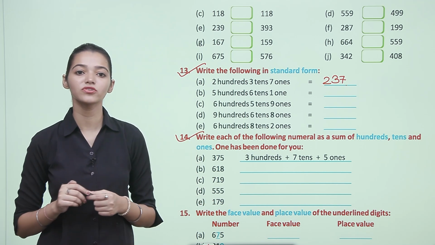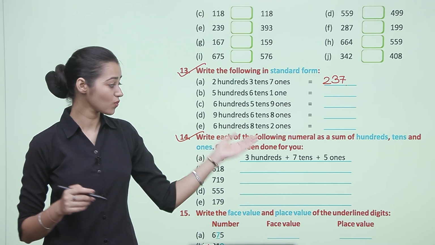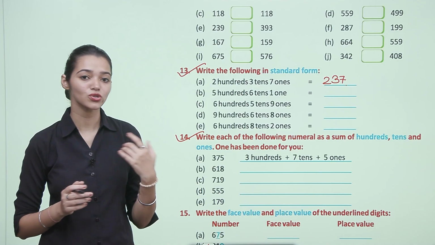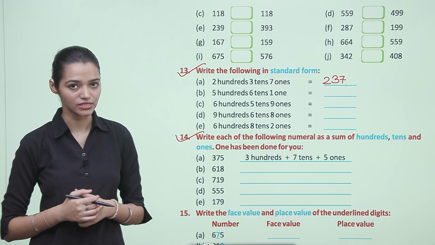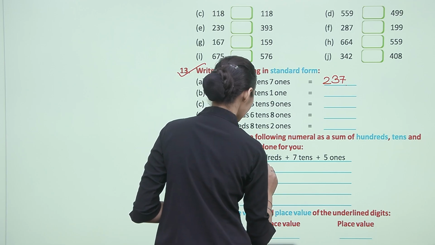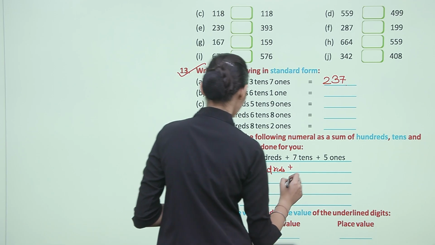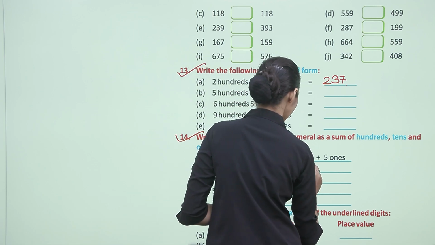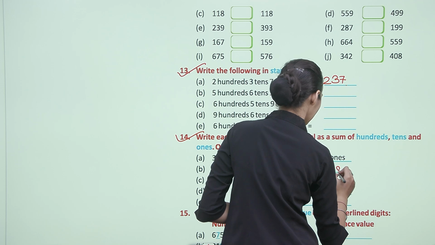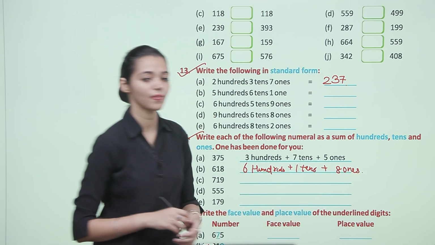In the next one, we have to write each of the following numerals as 100, tens and ones, as one has been done for you. For example, 375 can be written as 300 plus 7 tens plus 5 ones. Similarly, it can be written as 6 hundreds plus 1 tens plus 8 ones.